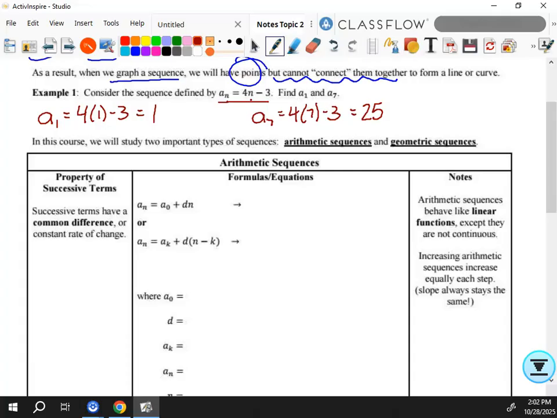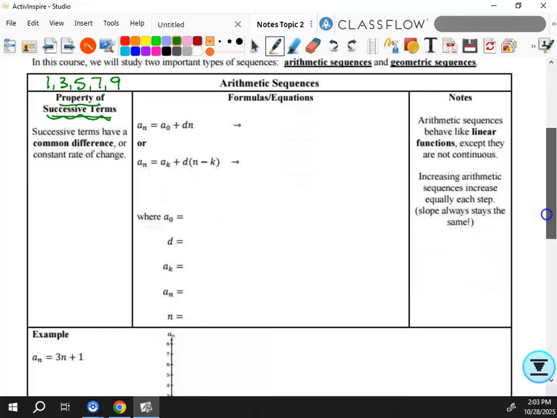Okay, so we have 2 different types of sequences we're going to talk about, arithmetic and geometric. We'll talk about geometric tomorrow. So we're starting with arithmetic today. And so if I have property of what's called successive terms, so if I have like 1, 3, 5, 7, 9, so these are my terms, right? And they're successive, so they're one right after another. I'm not skipping around or anything. That's what it means by successive.